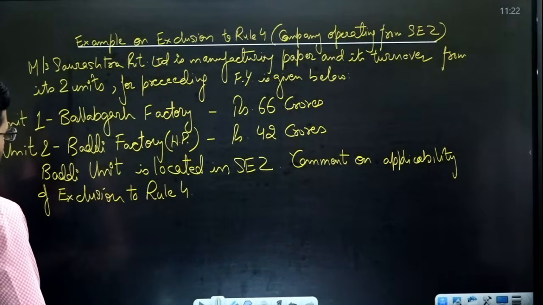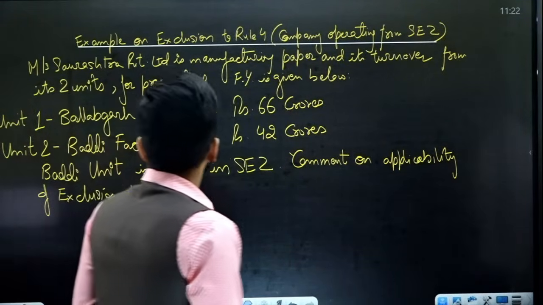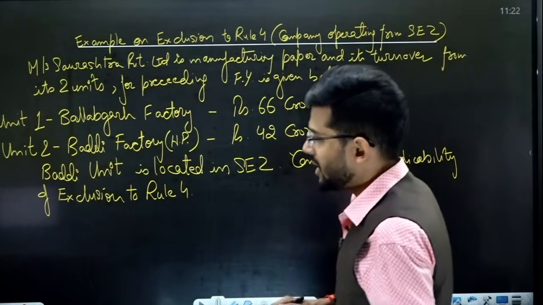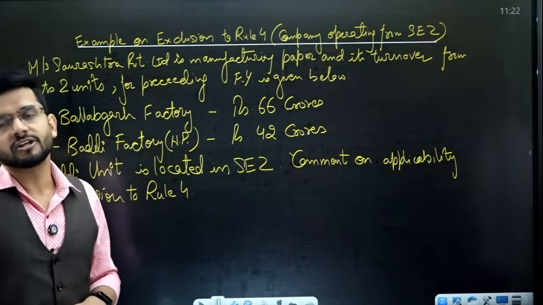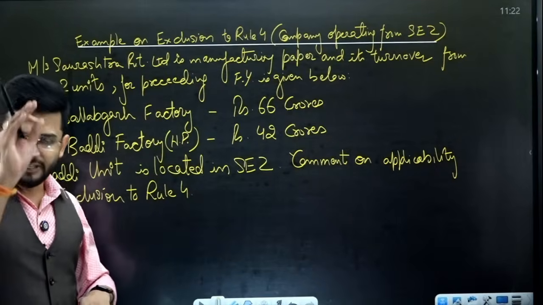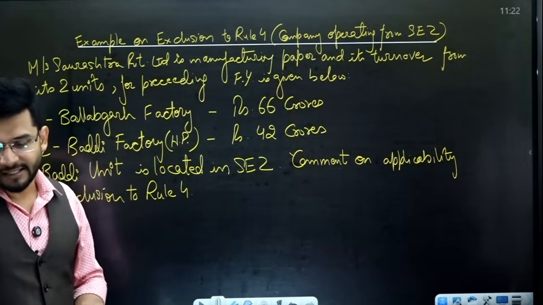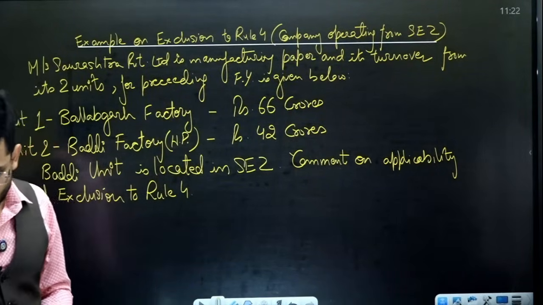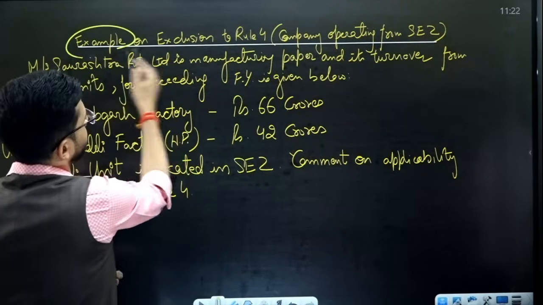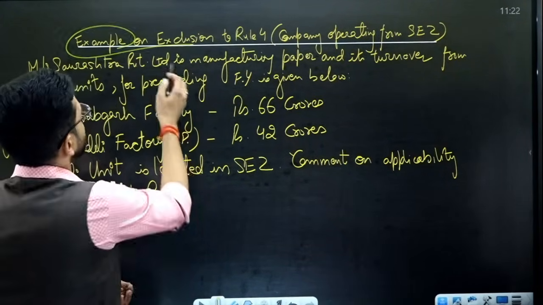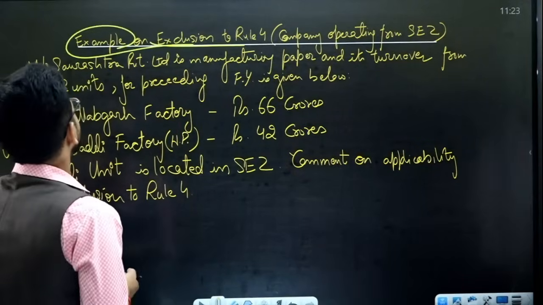All right, let us see one question with respect to SEZ. So I'll cover two aspects in great detail. Number one is SEZ. Number two is electricity for captive consumption. We need to really understand these two aspects in great detail. So first of all, I'm going to have an example for the SEZ. So, an example on exclusions to rule 4.